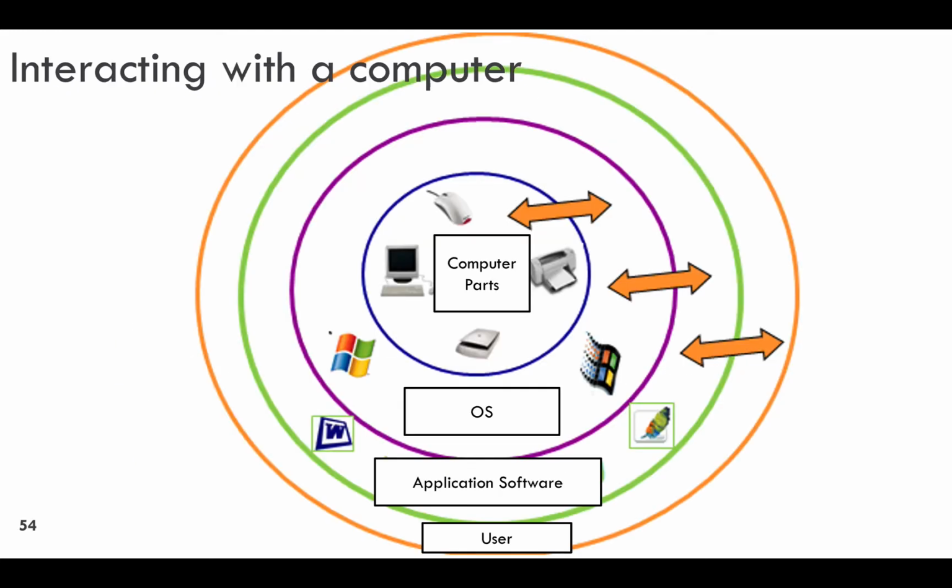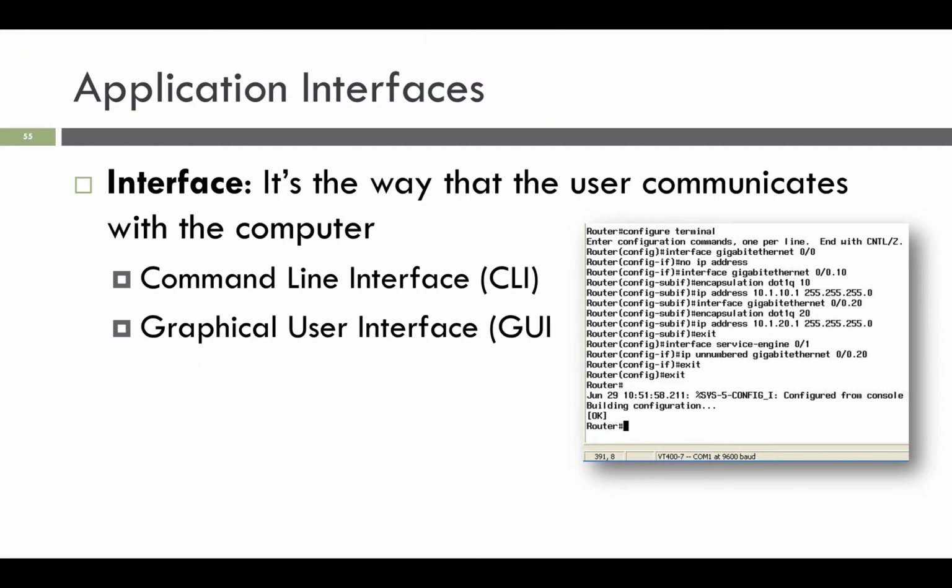A computer has many layers, each with their own interfaces. Each layer communicates or interacts with those closest to it. For example, a user interacts with application software, which then interacts with the OS. So then, how do users in application software interface or communicate? Users use an interface to communicate with a computer. There are two primary types of interfaces, which are Command Line Interface, CLI, and Graphical User Interface, GUI.